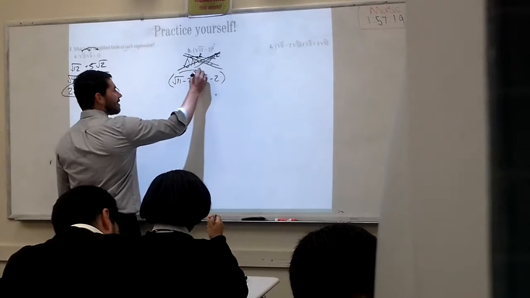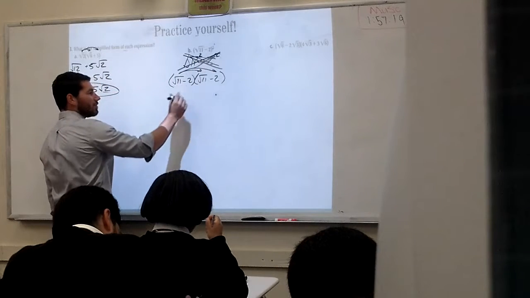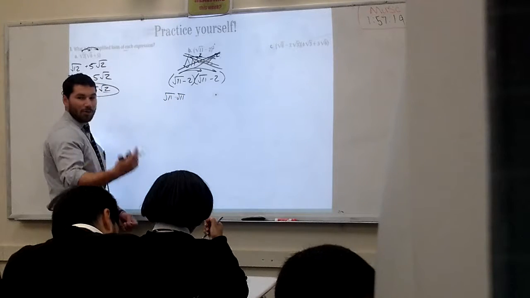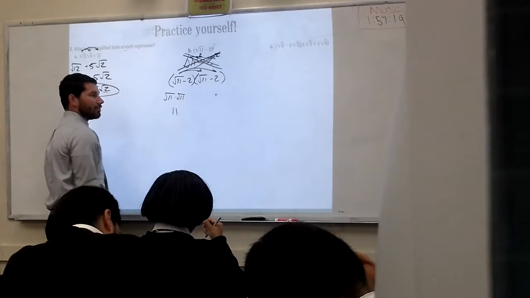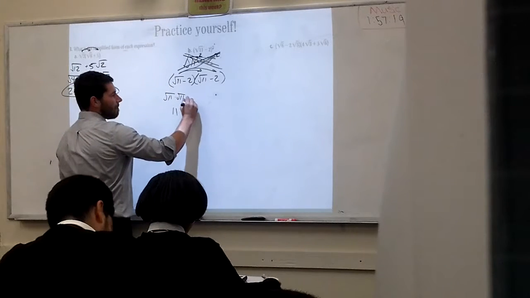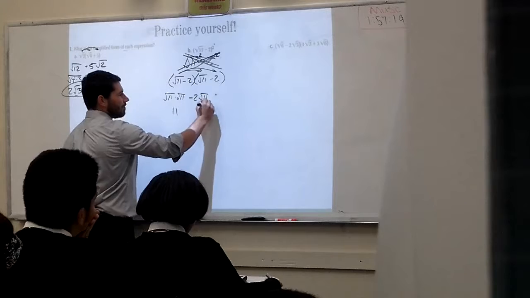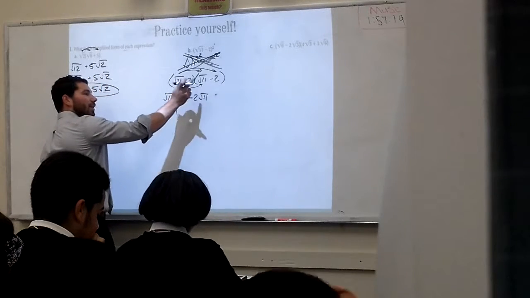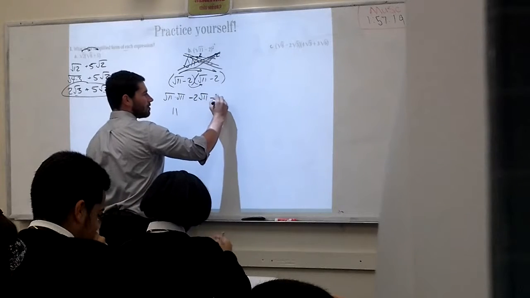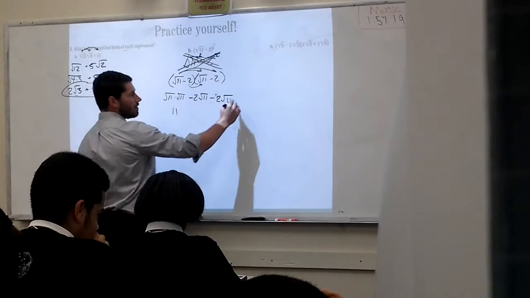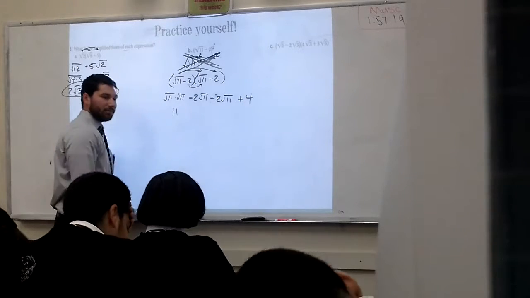FOIL, very good. So we multiply the two first guys, we get square root of 11 times square root of 11. I know that'll always be what? 11. Alright? Then we multiply square root of 11 times negative 2, we get minus 2 square root of 11. And then we multiply the inners. Negative 2 times square root of 11 is another minus 2 square root of 11. And then negative 2 times negative 2 is positive 4.